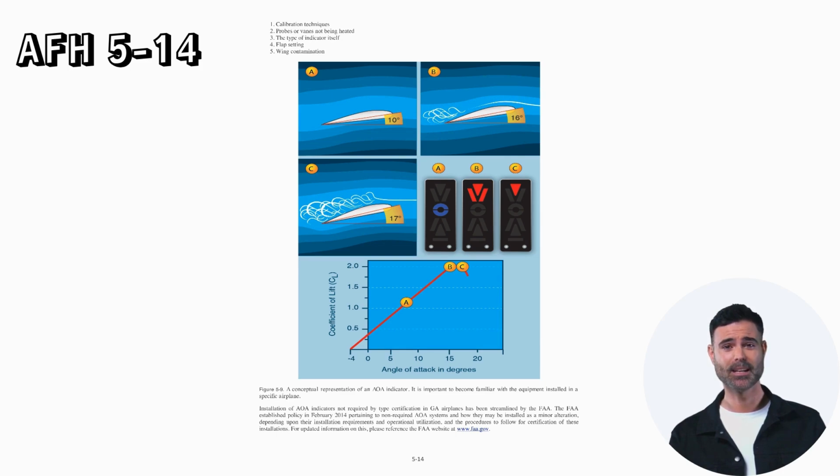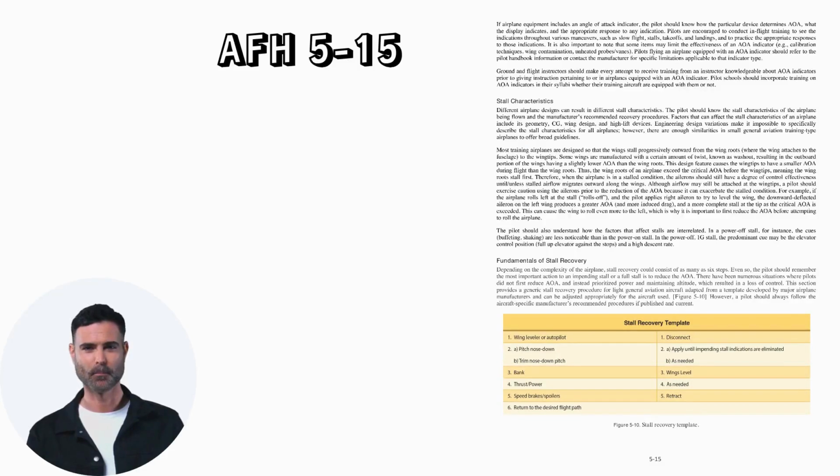Installation of AOA indicators not required by type certification in GA airplanes has been streamlined by the FAA. The FAA established policy in February 2014 pertaining to non-required AOA systems and how they may be installed as a minor alteration depending upon their installation requirements and operational utilization, and the procedures to follow for certification of these installations. For updated information on this, please reference the FAA website at www.faa.gov.